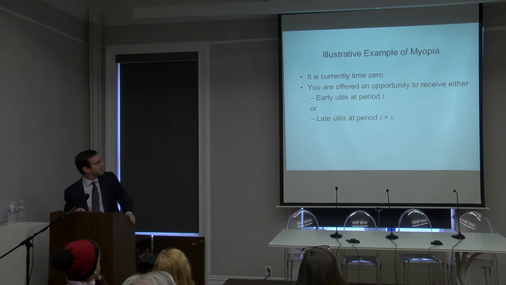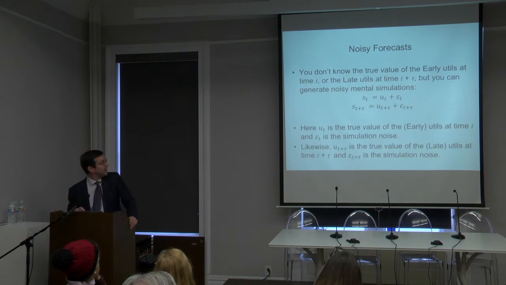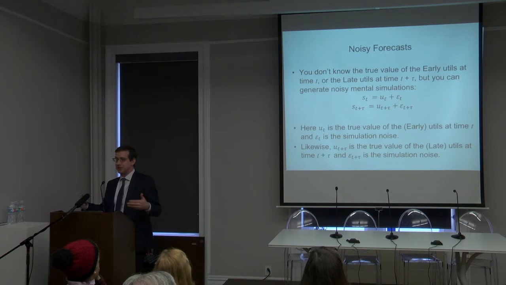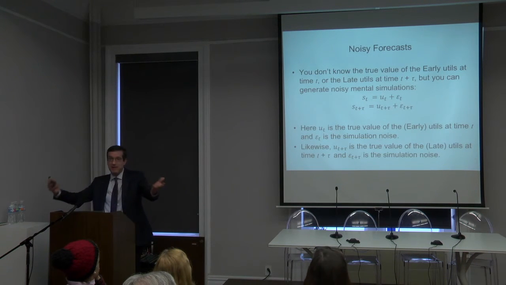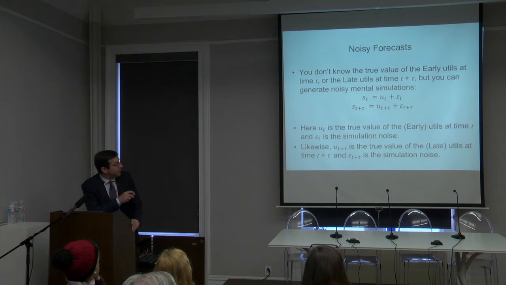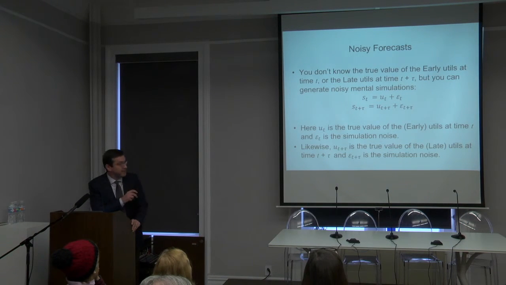So imagine you're sitting at time 0 and you're offered an opportunity to receive either early utils at period t or late utils at period t plus tau. Imagine that you simulate the world, and you simulate the world with noise. You're not a perfect forecaster. You do everything in life with a little bit of noise. So when you simulate the utils at day t, you simulate them with noise epsilon t. When you simulate the utils at period t plus tau, you simulate them with noise epsilon t plus tau.